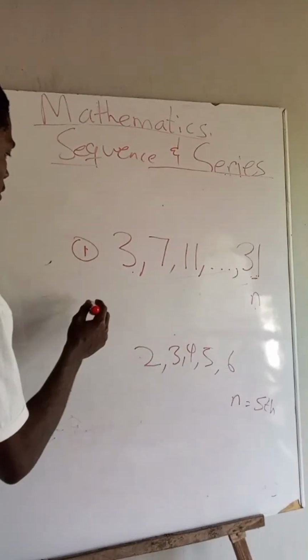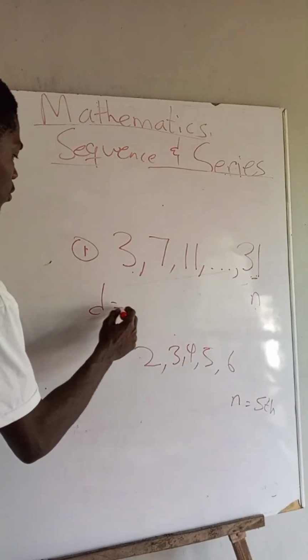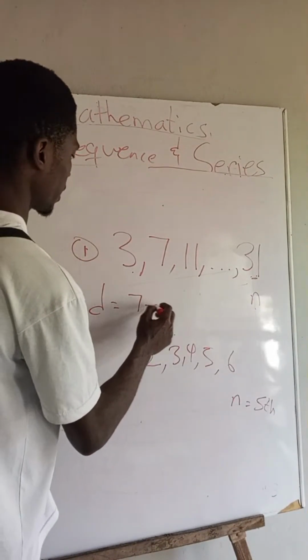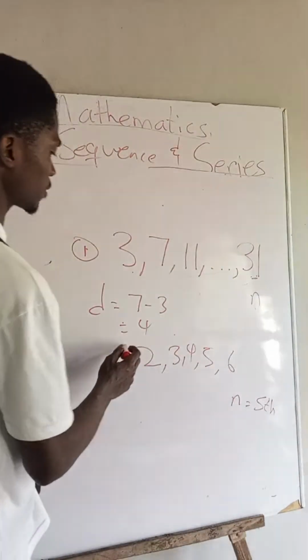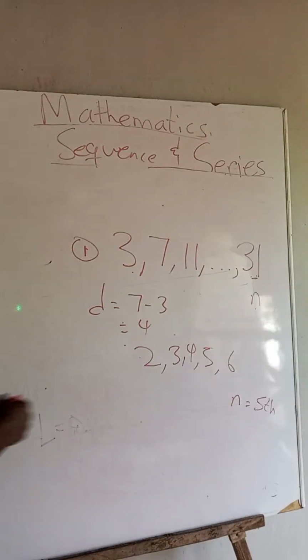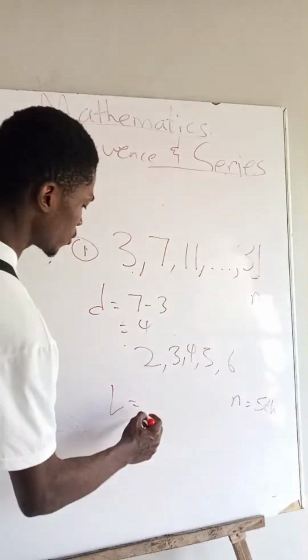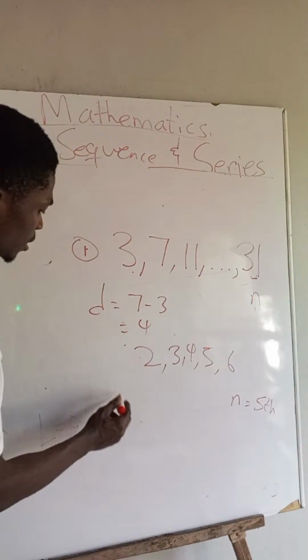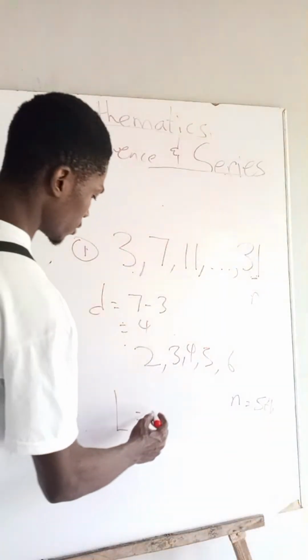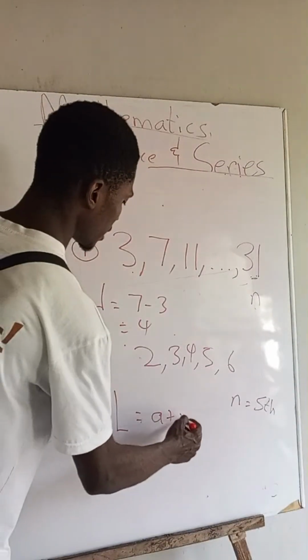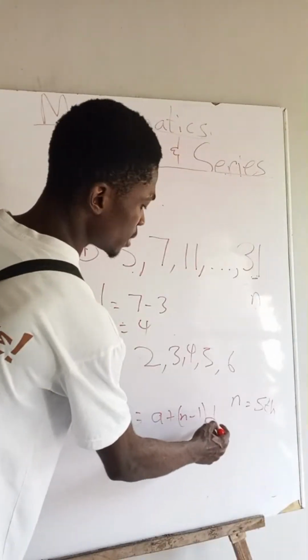So we'll be having the common difference. D is equal to 7 minus 3, which is 4. After getting this, then you use the last term. The last term formula is the same as the normal one, which is a plus n minus 1 times d.